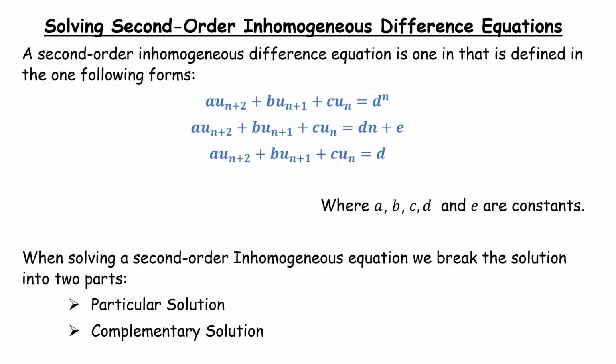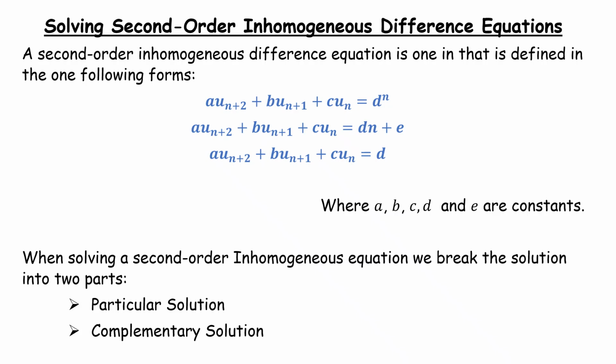So our first step in being able to solve a second order inhomogeneous difference equation is actually identifying it. So what does it look like? It can be in any one of these three forms, and there are even some more different forms we could see. But basically, on the left, we have what we would think of as our traditional second order homogeneous difference equation.